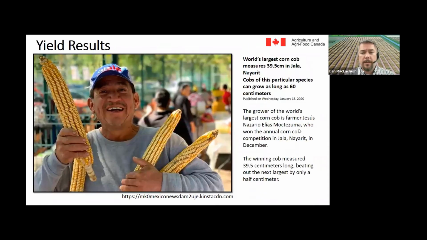So moving on to some yield results, I thought I'd throw this slide in here, and this is from Mexico Daily News, and it's just showing back there in January 2020, the world's largest corn cob measured 39.5 centimeters. And I put that in here just to show the amazing potential of this crop when it has all of the resources and heat units that it needs.